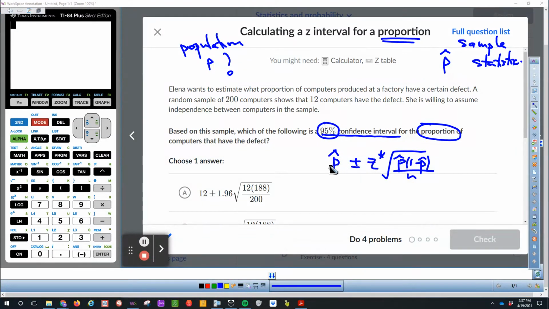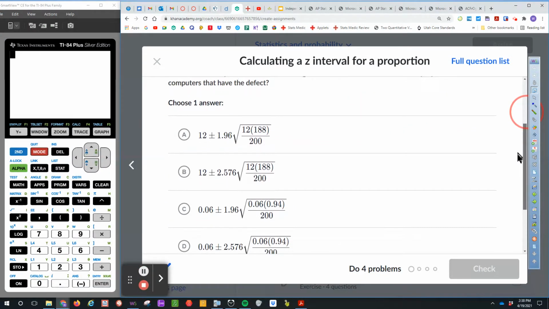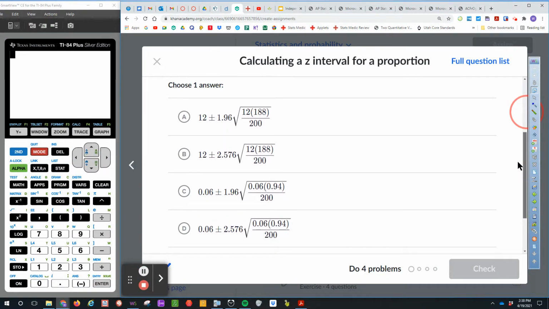then we can put everything together, because if you look at the formula, the options here want you to express the confidence interval in terms of the actual formula. So you just have to plug values in. Here the sample is 200, so n is 200, and 12 computers have the defect. Let's look at the formula and the options that we have: A, B, C, and D.